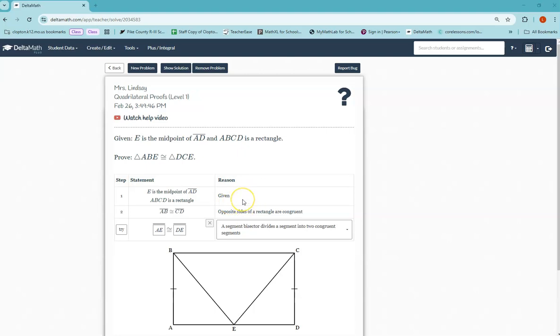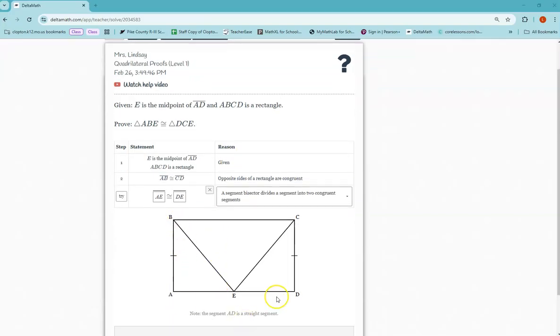Okay, so this is problem number 4, quadrilateral proofs, level 1. So we're given that E is a midpoint of AD, and that ABCD is a rectangle. So we're going to say that AB is congruent to CD because opposite sides of a rectangle are congruent. So that's the first thing I did, because we are wanting to prove that ABE is congruent to DCE.